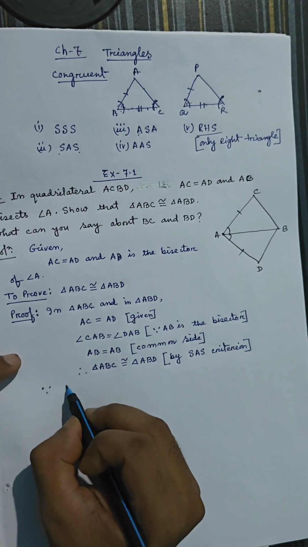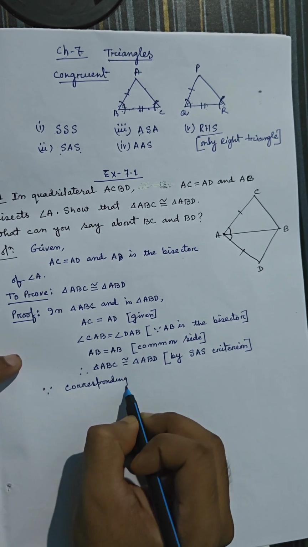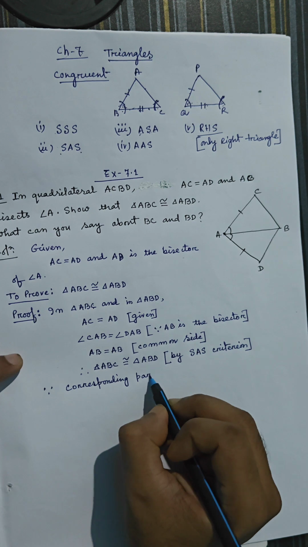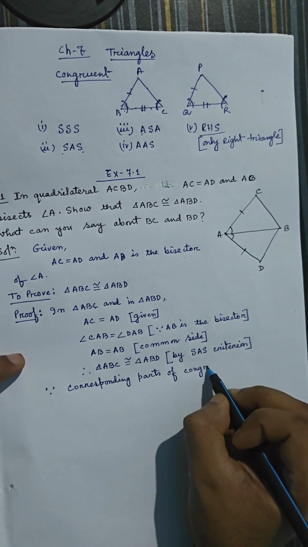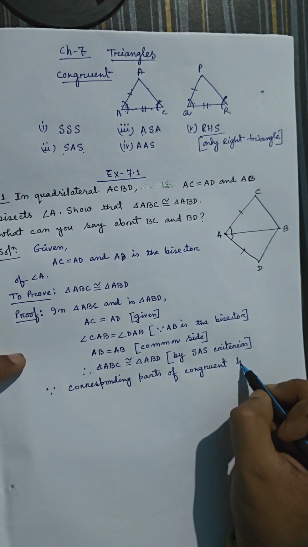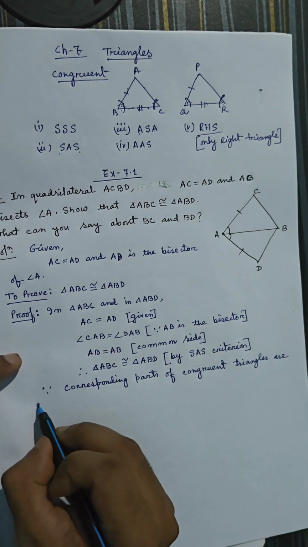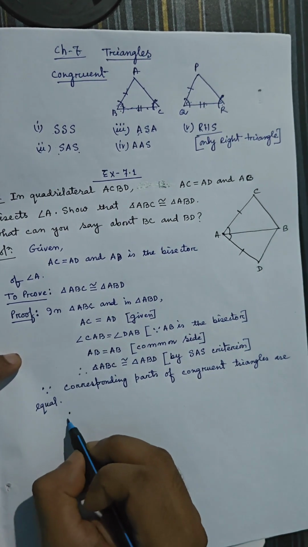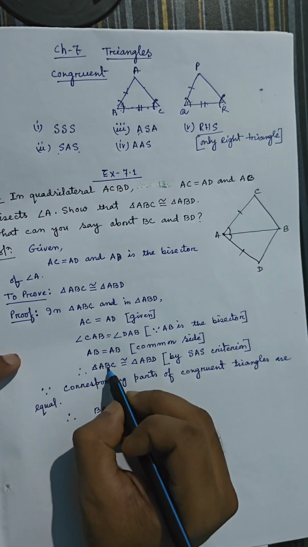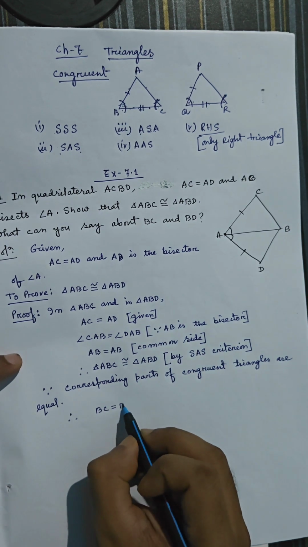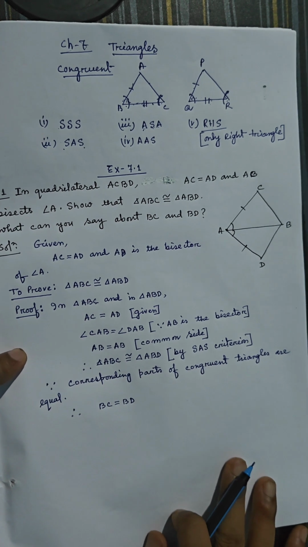Since corresponding parts of congruent triangles are equal. Therefore, see, if I say BC from here, if I say BC second and third, BD second and third, BC must be equal to BD according to the corresponding parts of congruent triangles.